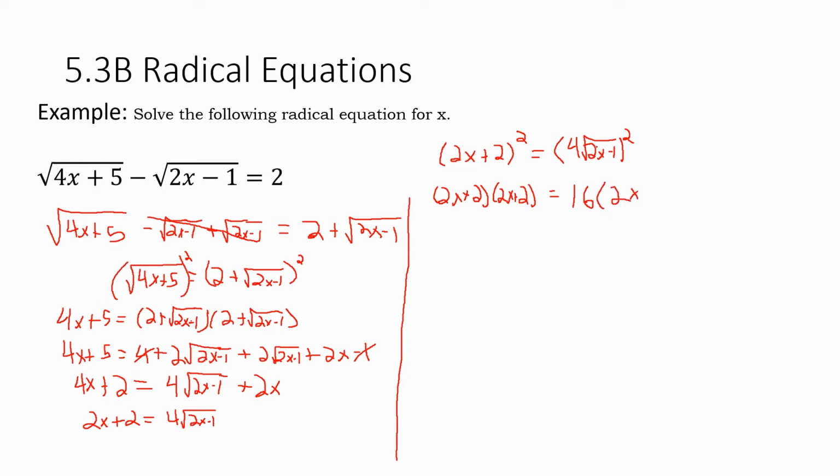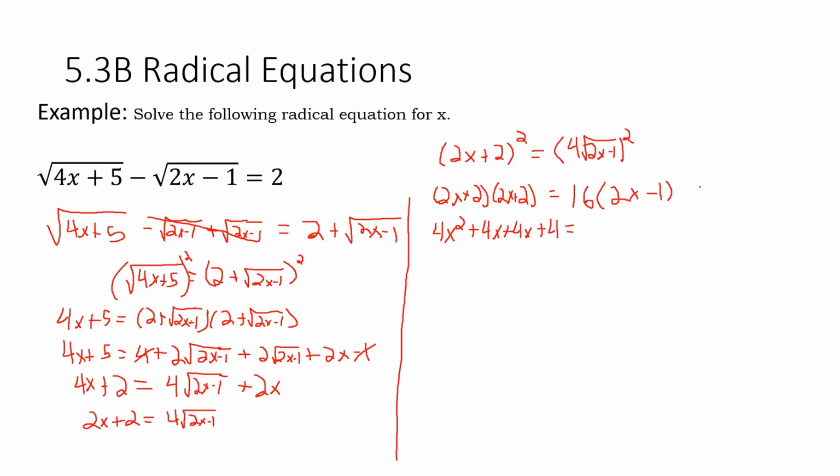Now this is 4 times this radicand, so we are getting rid of the square root here. But the 16, this multiplier, still needs to be distributed to that value. So the 16 is multiplied to both of them. We'll come to that in a sec. 2x times 2x will be 4x squared. 2x times 2 is 4x. 2 times 2x is another 4x. And 2 times 2 is 4.